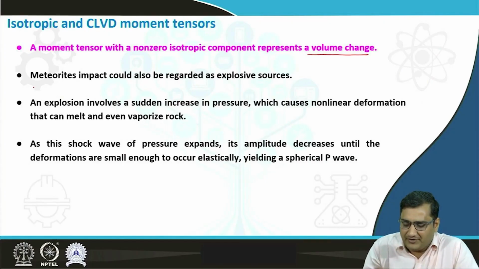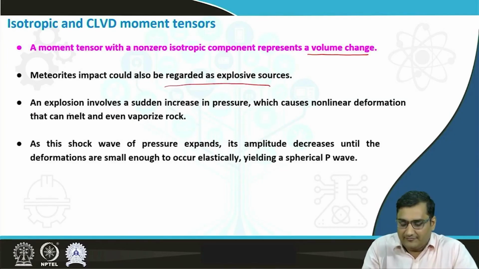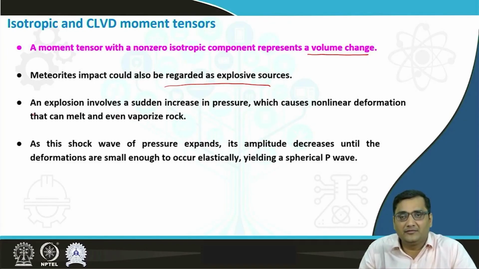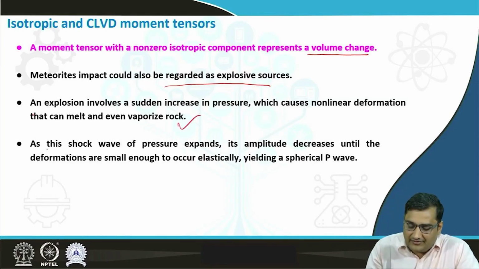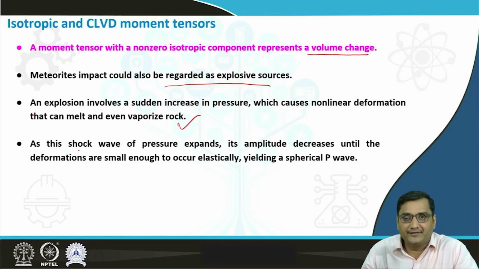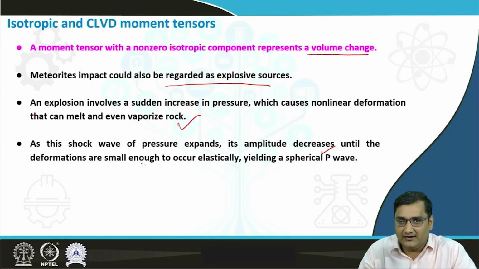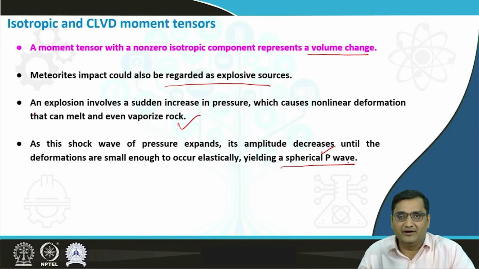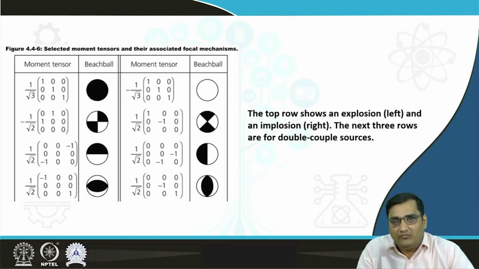The meteorite impact could also be regarded as an explosive source. An explosion involves a sudden increase in pressure which causes non-linear deformation that can melt and even vaporize rocks. As this shock wave of pressure expands, its amplitude decreases until the deformations are small enough to occur elastically, yielding a spherical P wave.